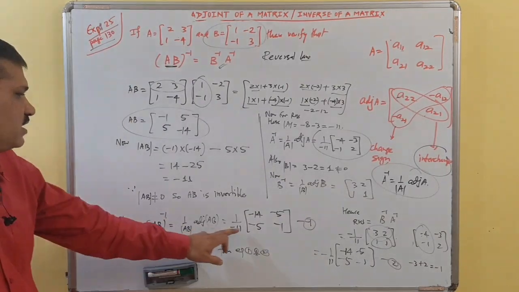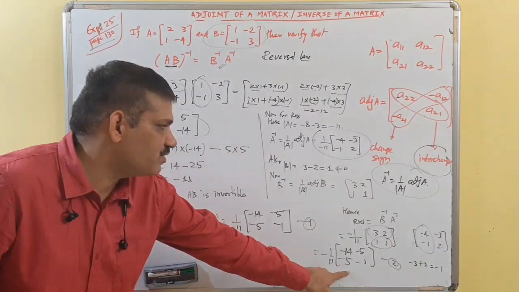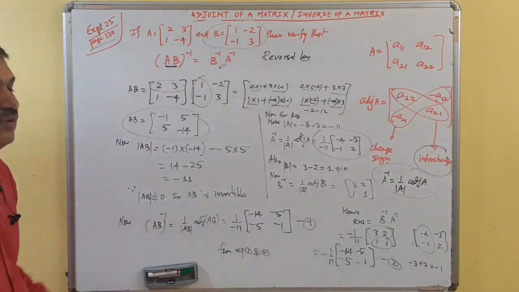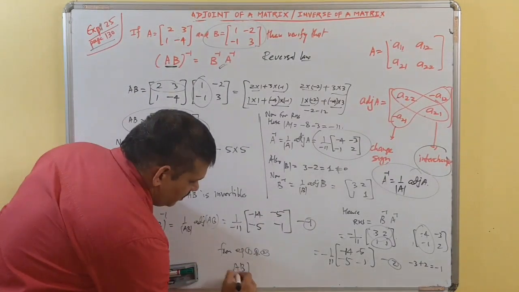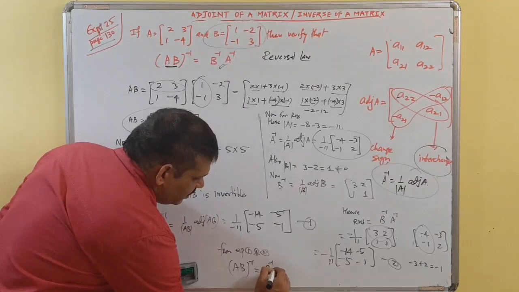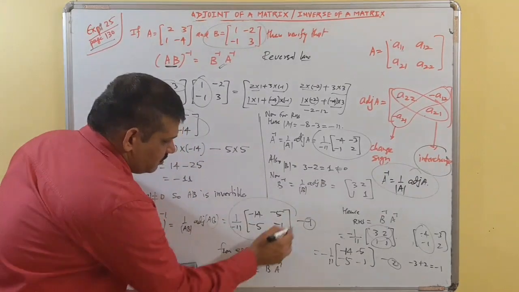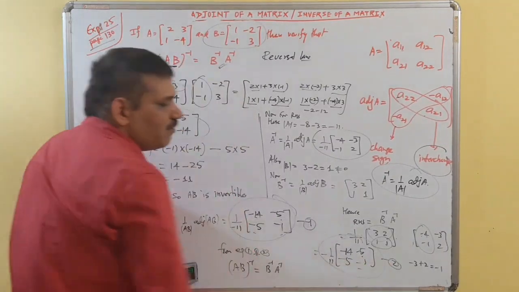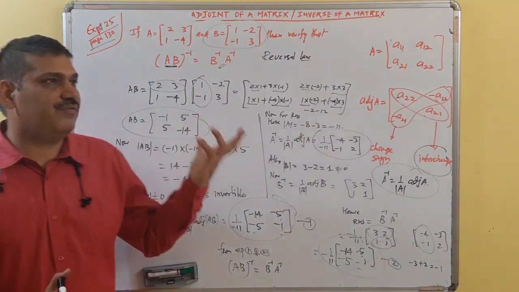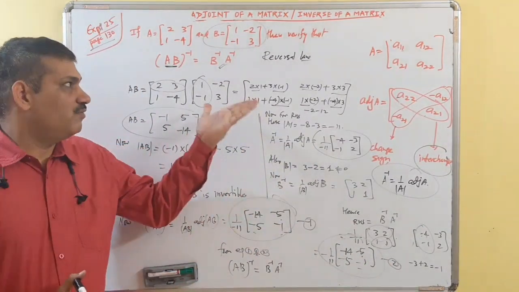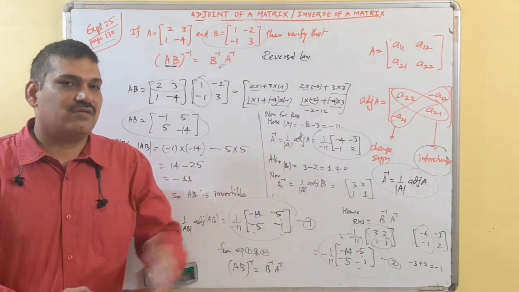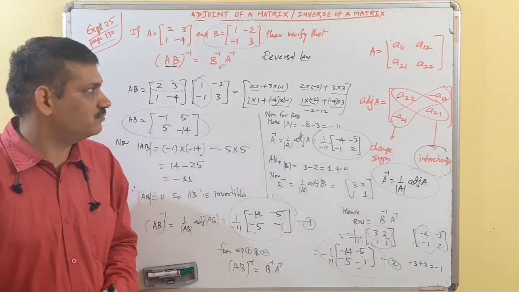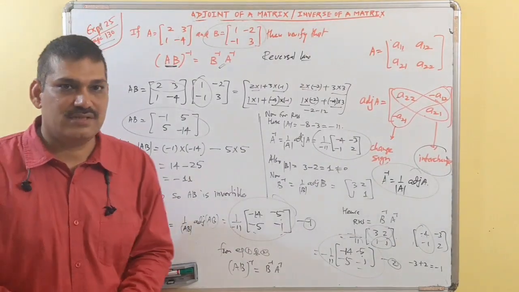See, the right hand side of equation 1 and the right hand side of equation 2 are the same. So we can see (AB) inverse is equal to B inverse A inverse. These two are equal. Minus 14, minus 5, minus 5, minus 1. So this is how we find the inverse of a 2 by 2 matrix quickly with the help of adjoint of A. Now we'll talk about other questions.